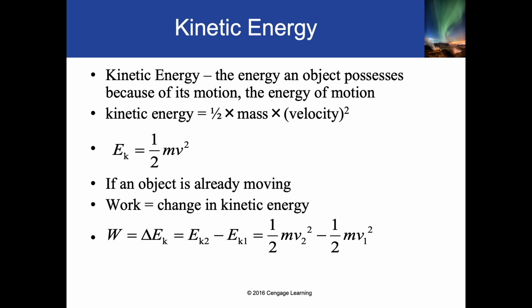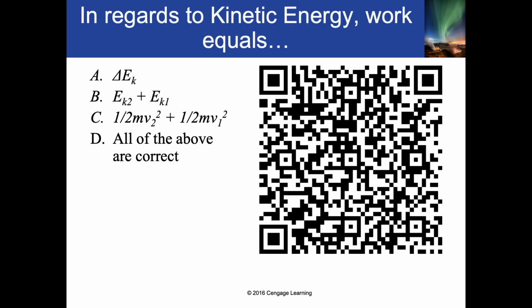All right. That's actually a lot more math than I was intending for this particular thing, but I just wanted you to see that the changing kinetic energy, or the work done here, is quite basically dependent on what the two velocities are of this object when you're looking at it, right? So here's your next question. Which of the following, in regards to kinetic energy, work equals dot dot dot what?